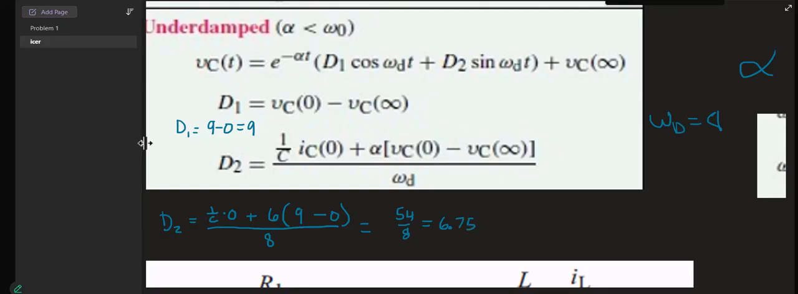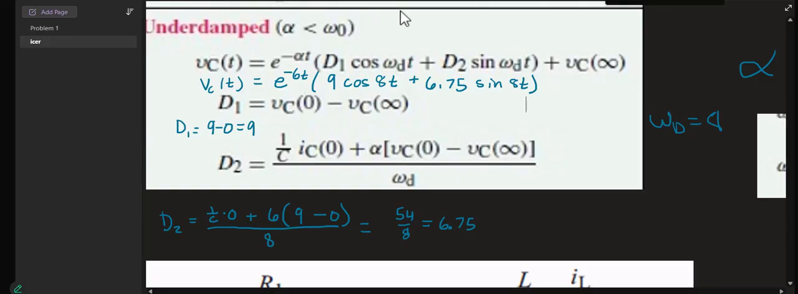Yes. Okay, so that means VC of t equals e to the minus 6t times 9 cosine 8t plus 6.75 sine 8t plus VC at infinity, which is 0. Any questions on that one? Okay.